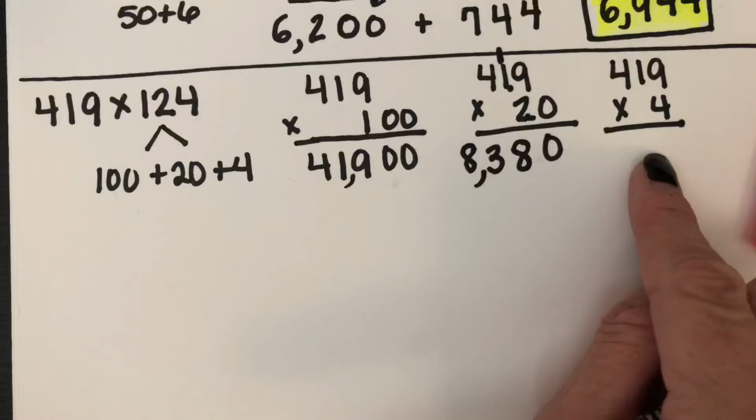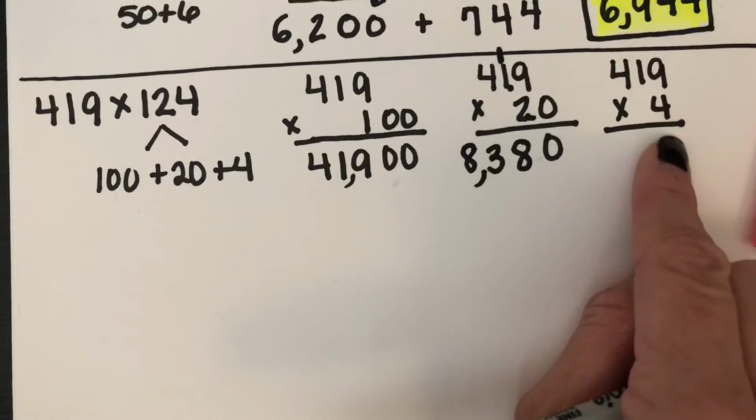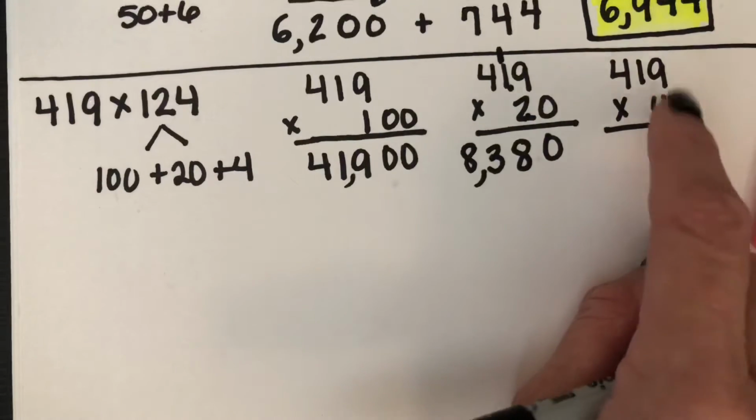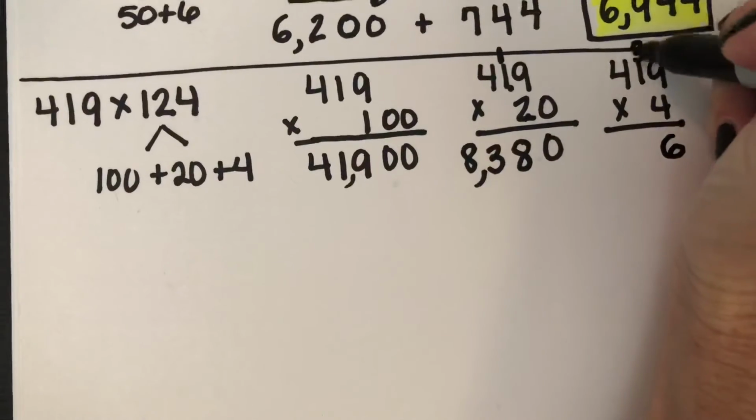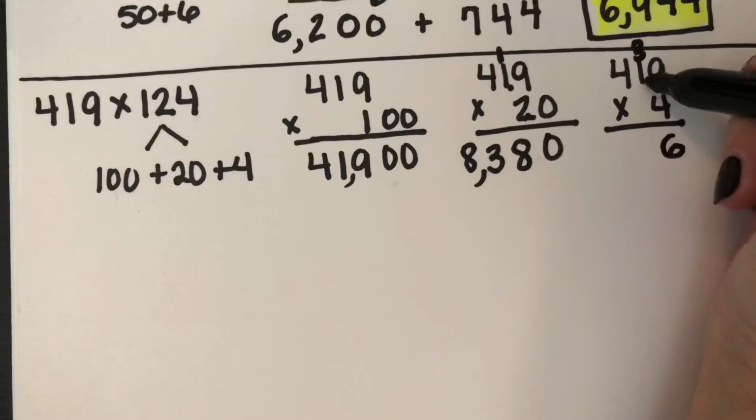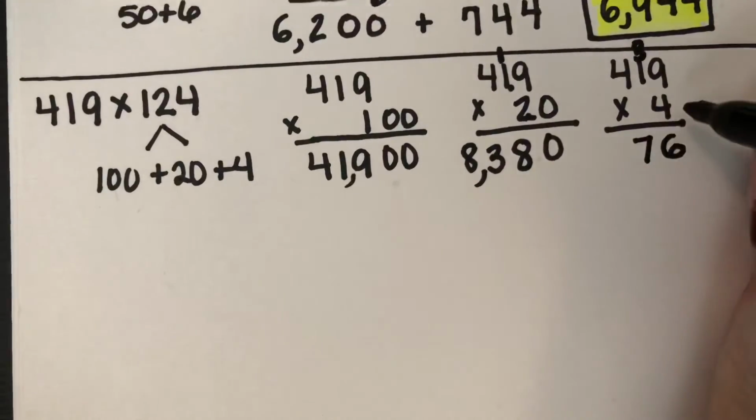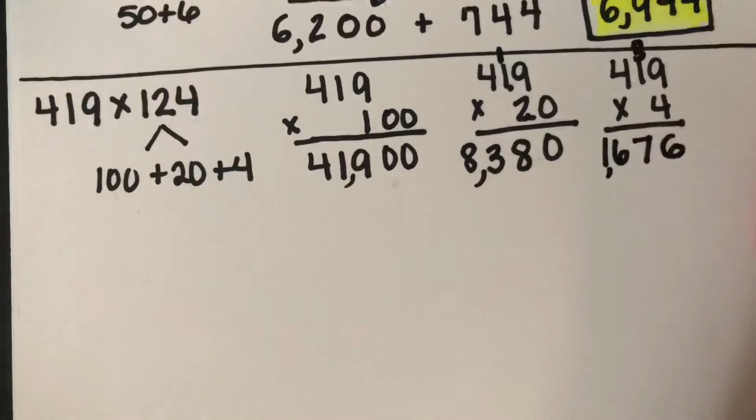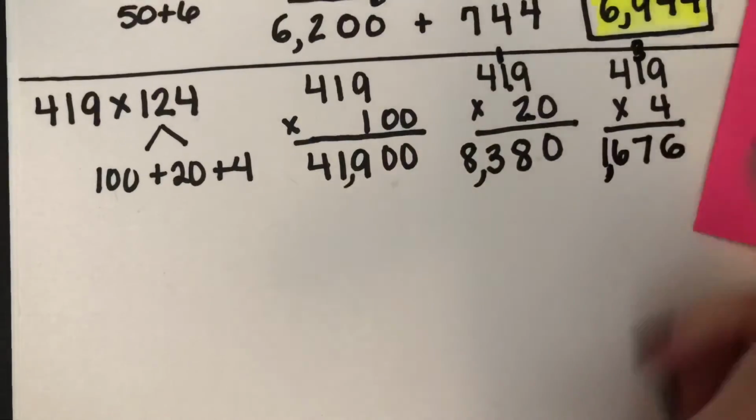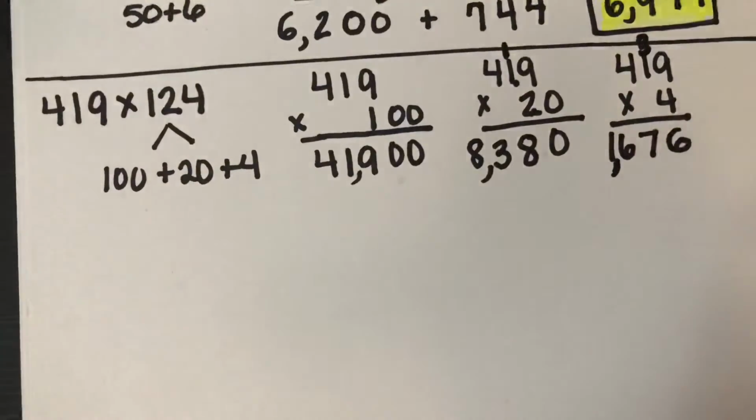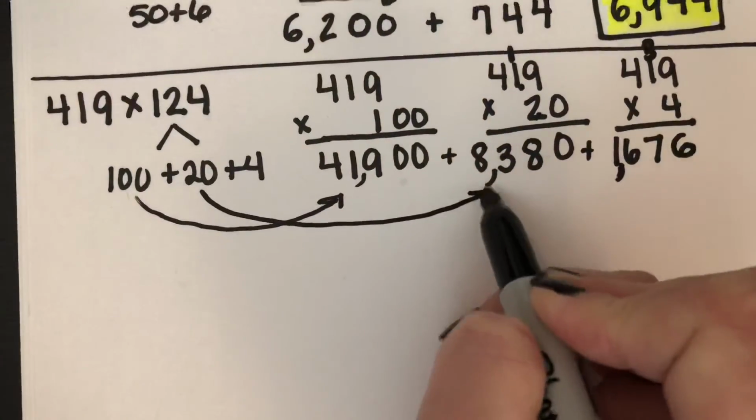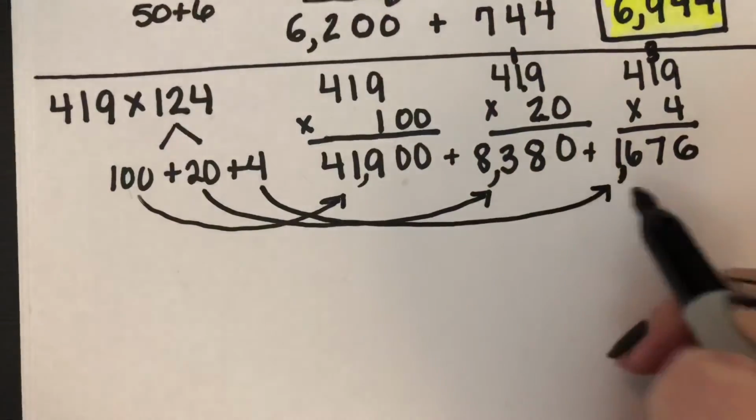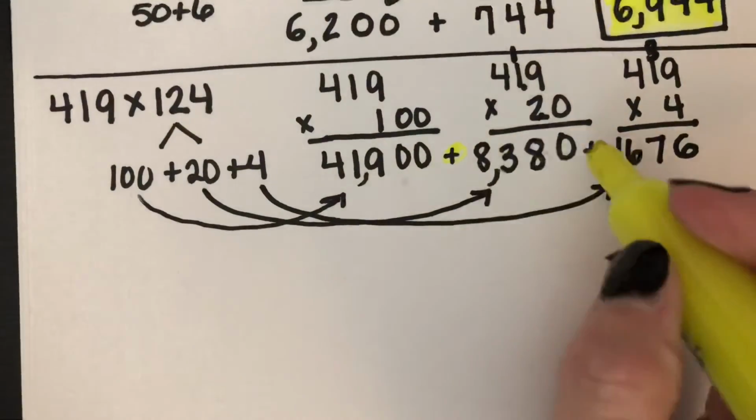Last but not least, I have 419 times 4. 4 times 9 is 36, so I'm going to put a 6 there. Carry my 3. 4 times 1 is 4, plus 3 is 7. And 4 times 4 is 16. Put my comma, 1, 2, 3, comma. So it's 1,676. So now I have to put these back together because here was my first one. There's my second one, and there's my third one. So I have to add them all back together.